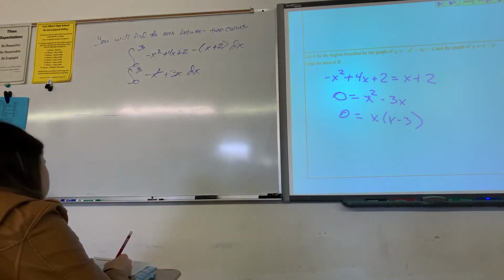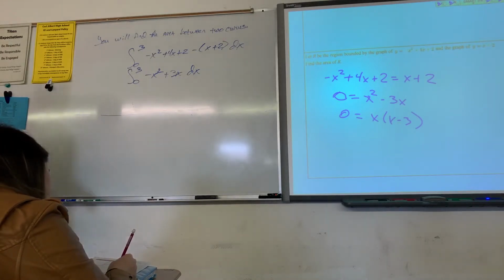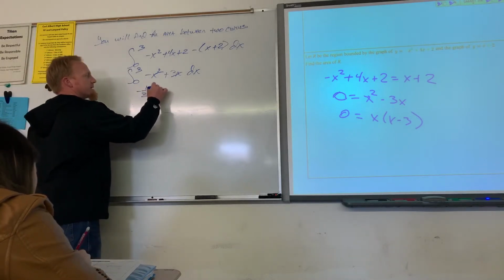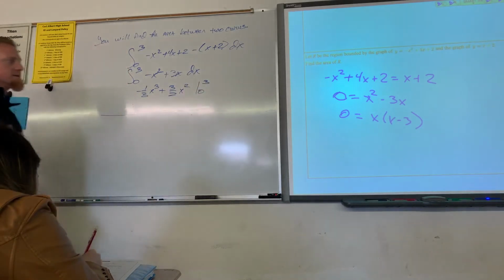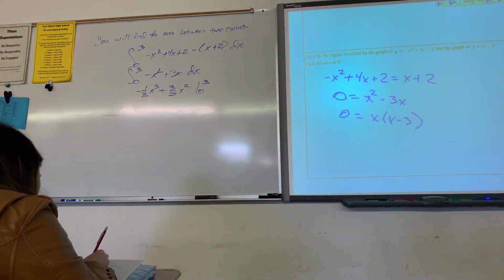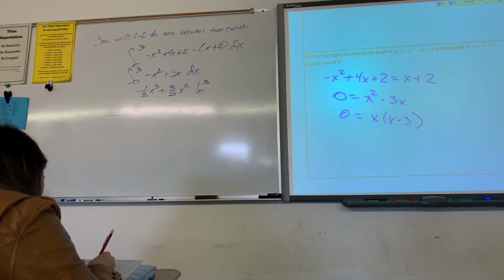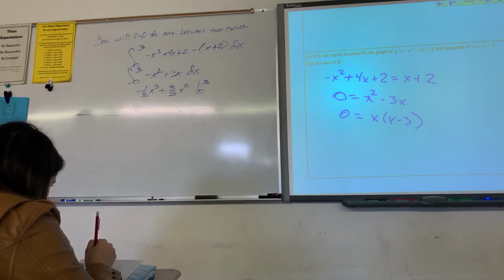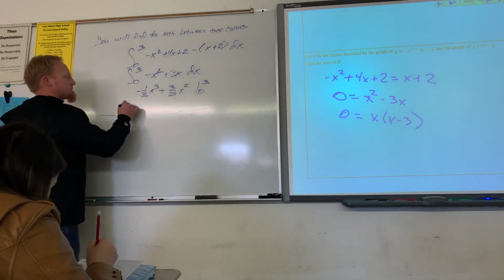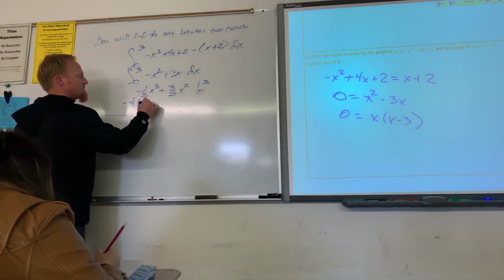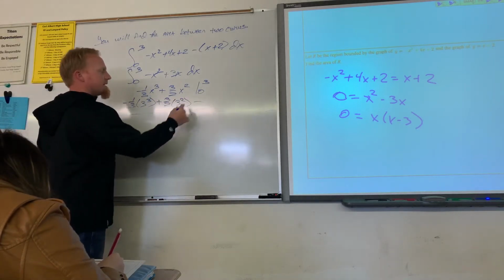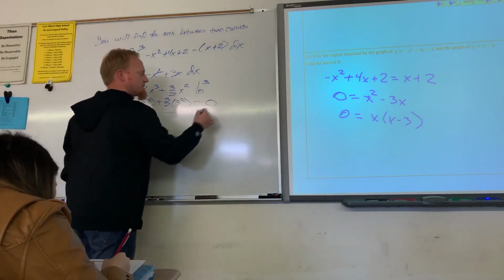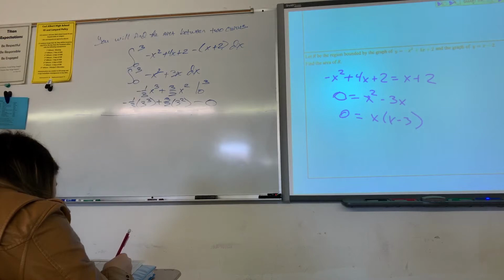So now I'm ready to integrate. So negative 1/3 x cubed plus 3/2 x squared, 0 to 3. Okay, plug in 3. So negative 1/3 times 3 cubed plus 3/2 times 3 squared. And what happens when I plug in 0? 0. Now again, don't just assume you're going to get 0 because you're plugging in 0. Make sure you think about, am I really going to get 0?